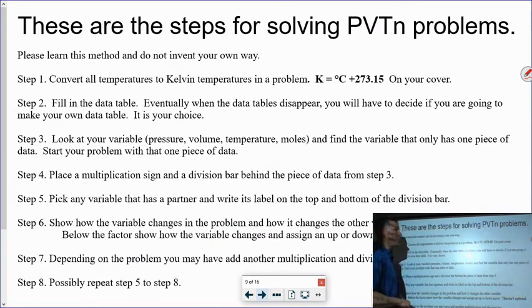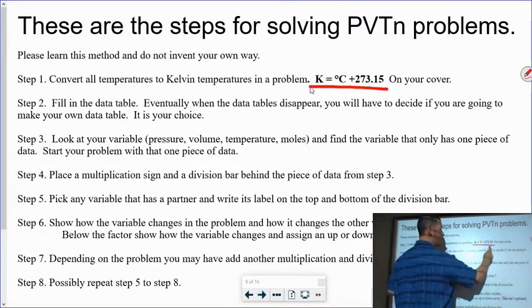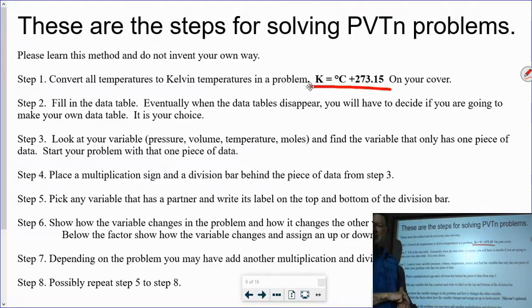All right, so these steps are found right below where we just got done working. It says we need to convert all of our temperatures to Kelvin temperatures. Here's the formula for it. You might want to write that on your cover. We're going to be using this formula a lot in this unit. Step 2 says we're going to fill in the data table, and at some point in time, these data tables will disappear. You're going to have to decide if you want to keep doing them at that point in time.